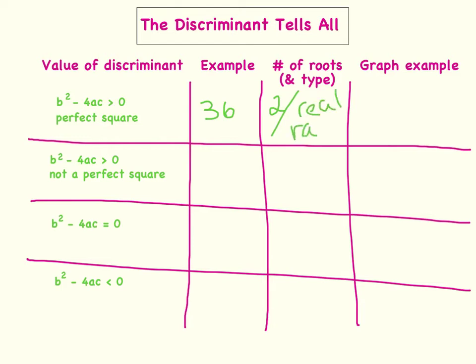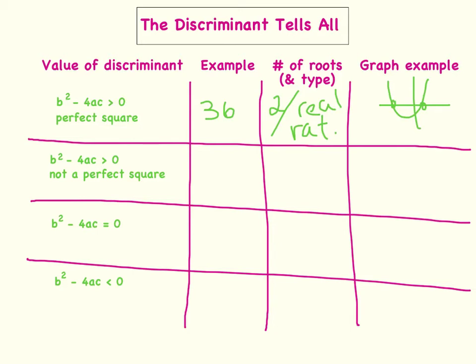And I'm just going to abbreviate rational. Now, an example of this, there's lots of examples, but this is just one. We have 2 rational roots where the graph intersects the x-axis in 2 places.